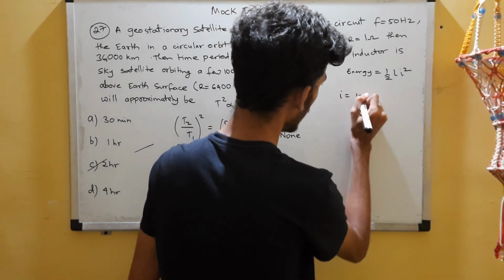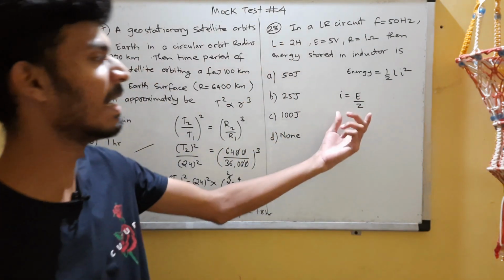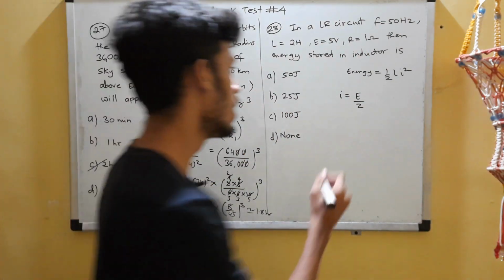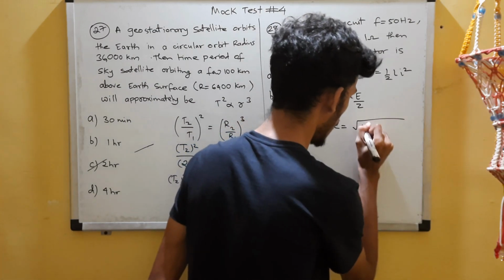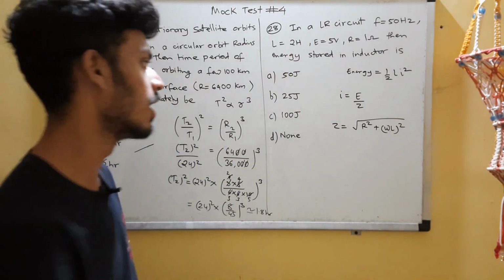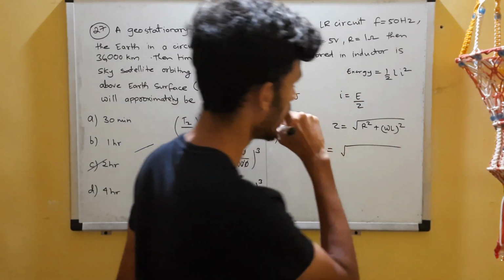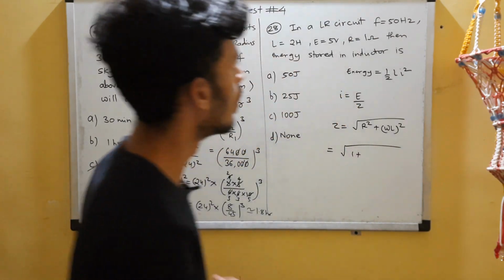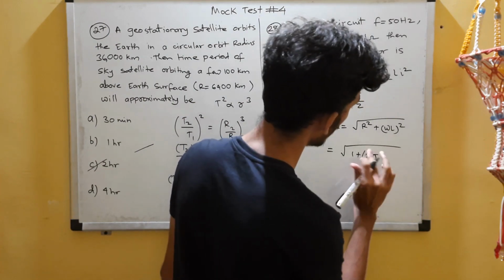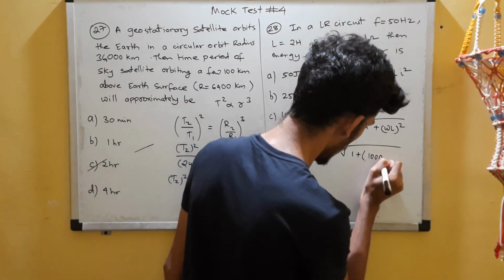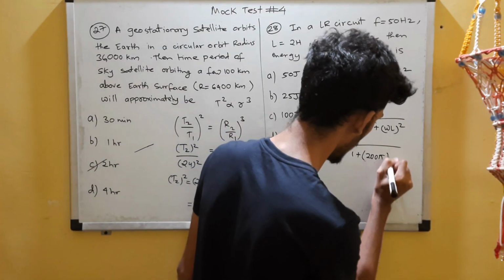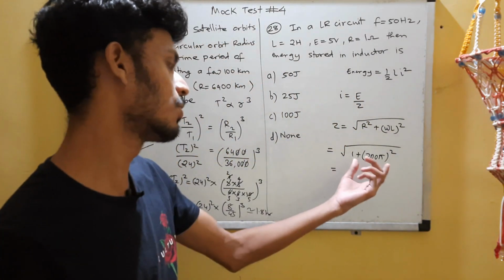I will be nothing but E by Z. Here we have impedance. We have both inductor and resistor, so we have to consider both. So Z in this case will be the square root of R square plus omega L square. This is XL square, right? So let's compute that now. R square, so 1 square, which is 1, plus omega, which is 2 pi f, so 2 pi into 50, directly 100 pi. So 100 pi into L, which is 2, so 200 pi, squared. So 1 plus (200 pi) square.